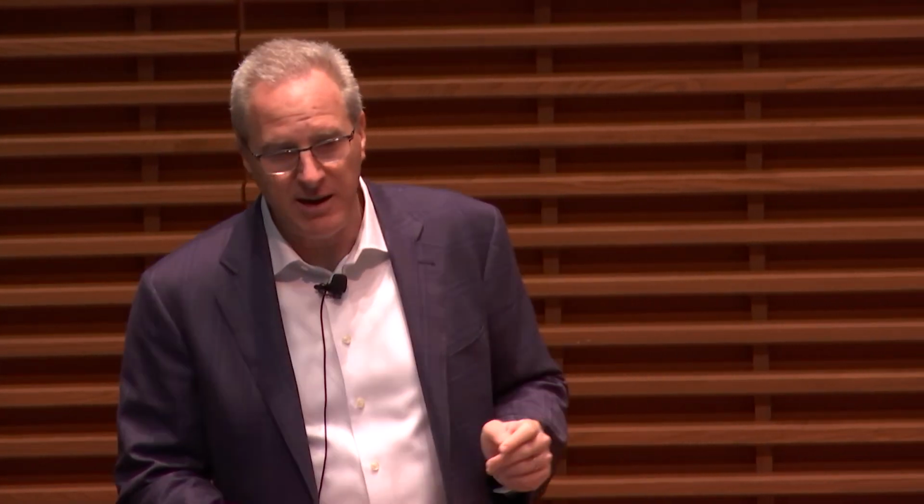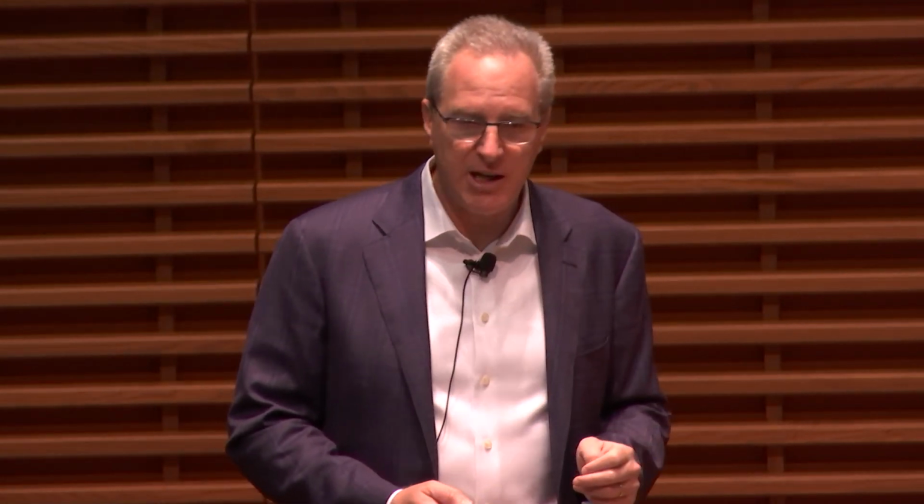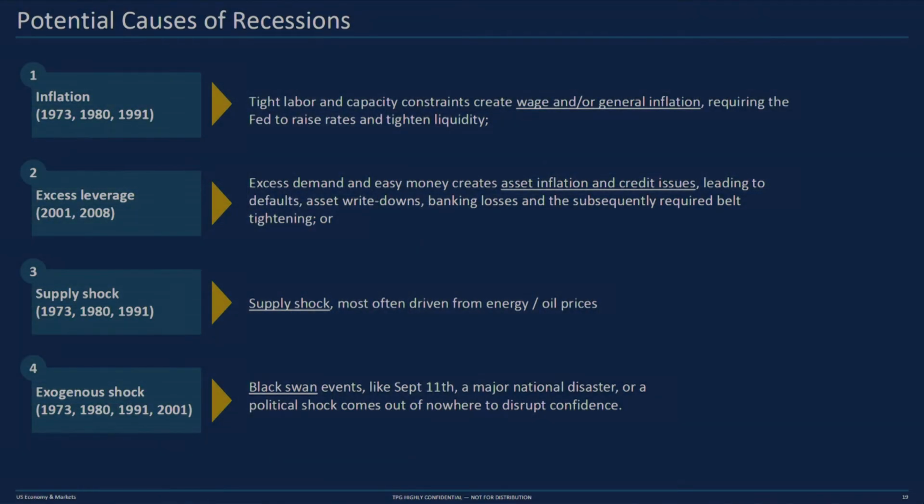And the fourth event that has caused recessions has been an exogenous shock, a black swan event. That could be something like September 11th, that could be a major natural disaster like the tsunami in Japan. It could be a major political shock that comes out of nowhere. It disrupts confidence, it disrupts demand, it disrupts investment, and it causes a vicious cycle. So those are the four general areas that I like to think about.